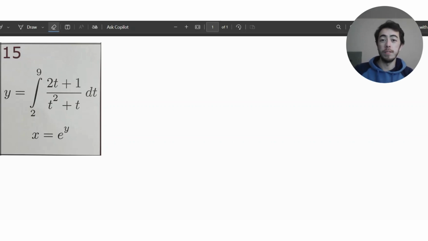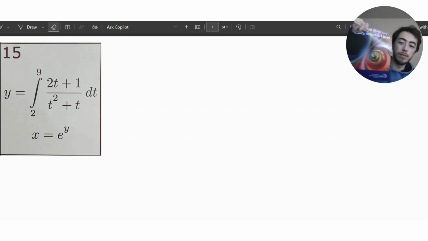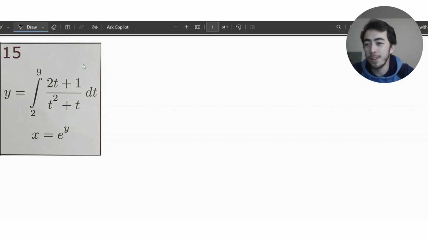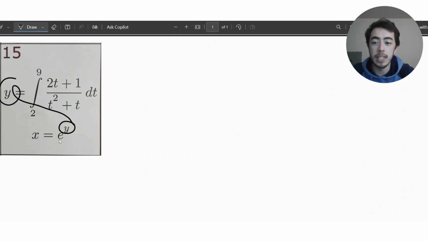Today is February 15th, and we're solving problem number 46 from this Daily Epsilon calendar. We have an integral today. Okay, looks like we solve the integral, get whatever the value for y is, and then e to the power of y gives us x, which should be 15.